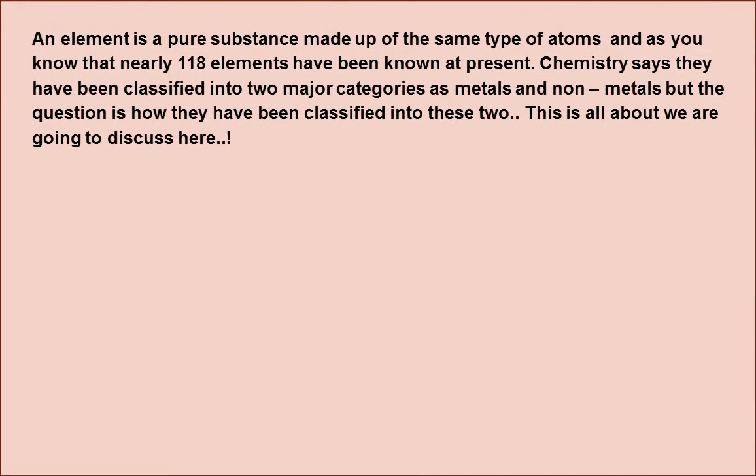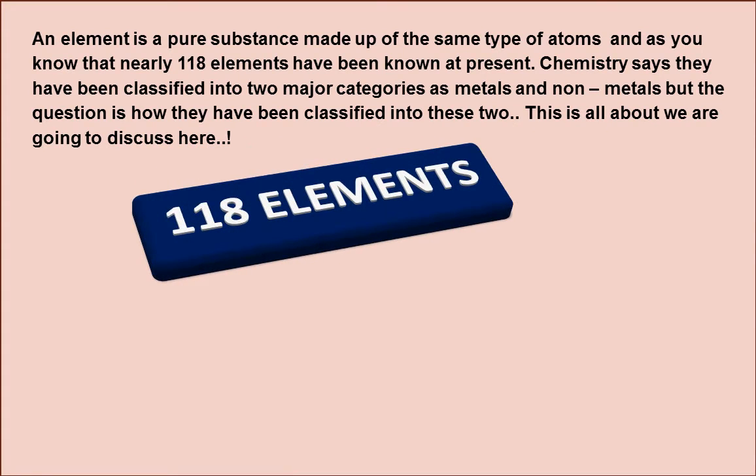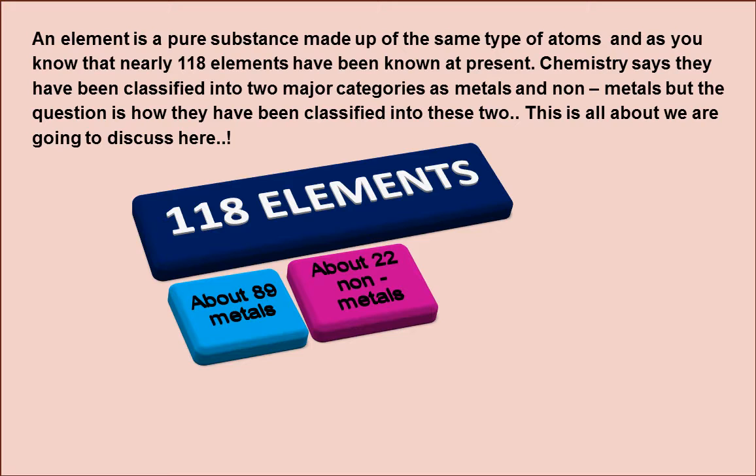Today we are talking about metals and non-metals. So firstly, what is an element? An element is a pure substance which is made up of the same type of atoms. Nearly 118 elements have been known at present. These elements can be classified into two major categories as metals and non-metals, as they have opposite characteristics.